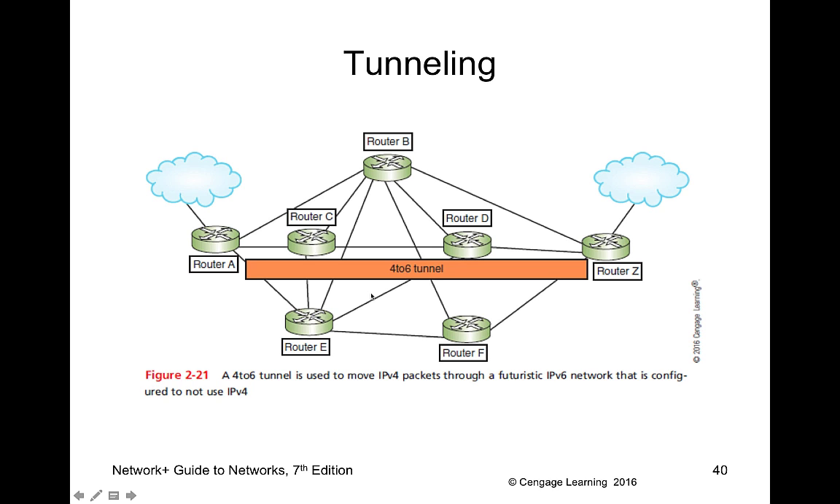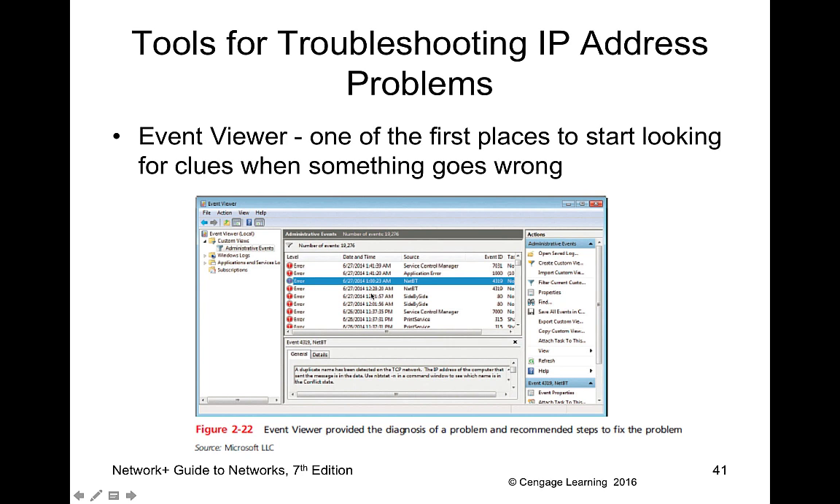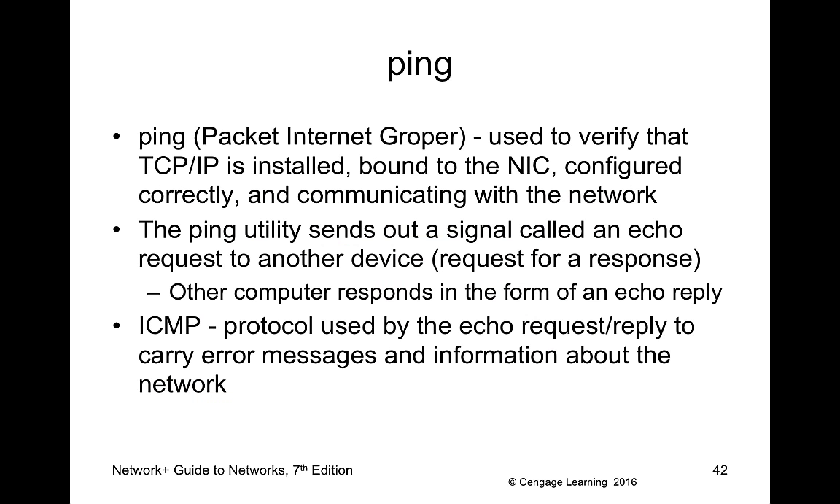Again, here we have a 4-6 tunnel. We're not showing you any errors. And here's an example of Event Viewer showing a problem with your tunnels. That's enough for IPv6, but again, I will make sure you get the other presentation on that.